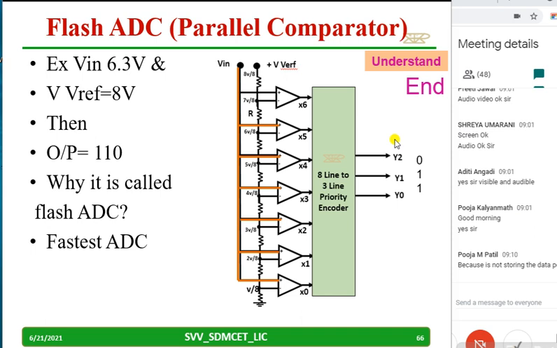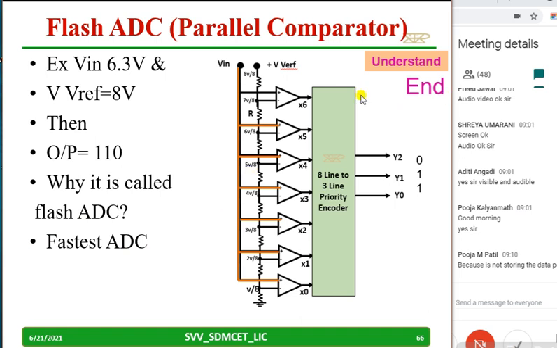All of you know flash. Suddenly, within no time, when you apply the input here, you will get output here. No charging, no discharging, no counting, nothing else. Simply give the input, take output. It is the fastest ADC, whatever ADCs we have discussed so far. This is the fastest A to D converter compared to any other ADC we have discussed so far.